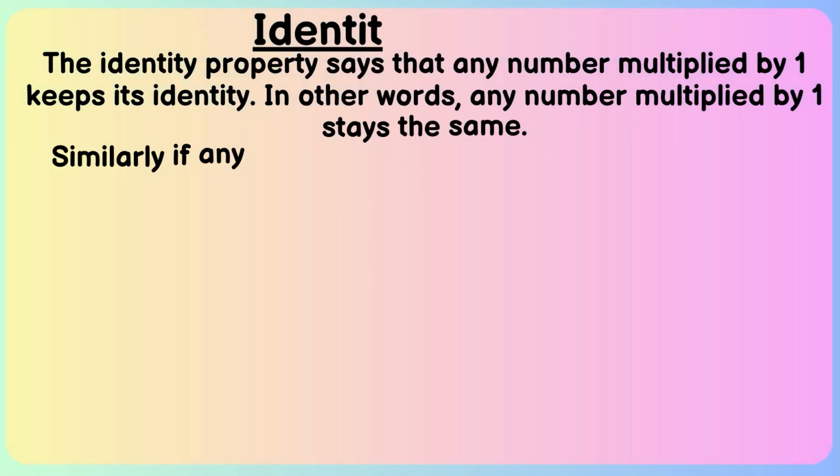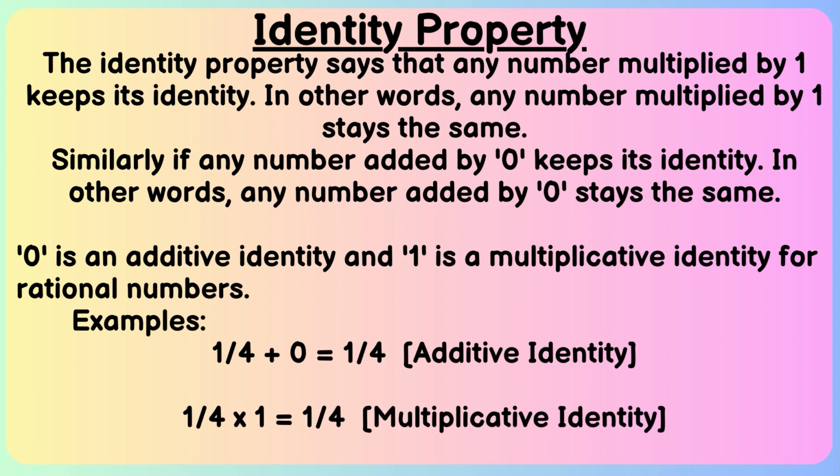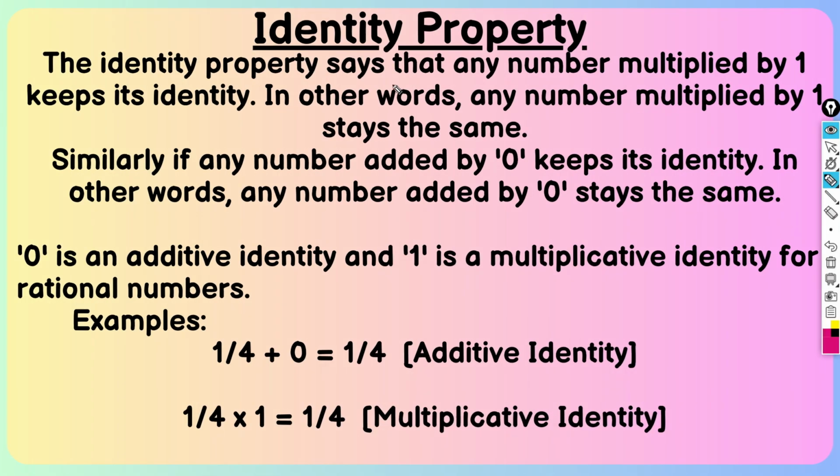Now we will see the identity property. The identity property says that any number multiplied by 1 keeps its identity. For example, you take 99. If you multiply 99 with 1, the answer is 99. That means 99, if you multiply with 1, keeps its identity. That is, it becomes the same number when you multiply by 1. So, we'll call 1 the multiplicative identity.